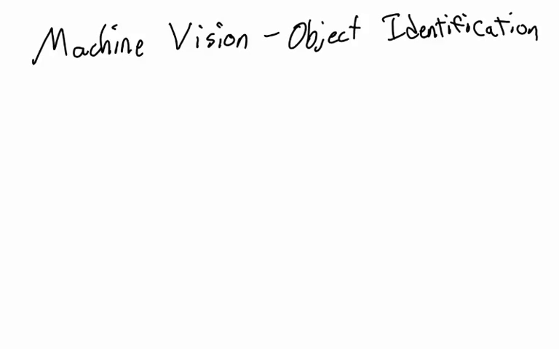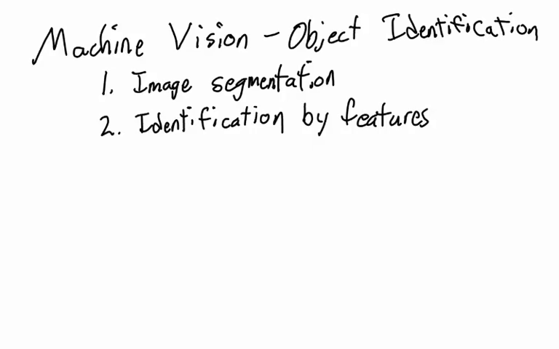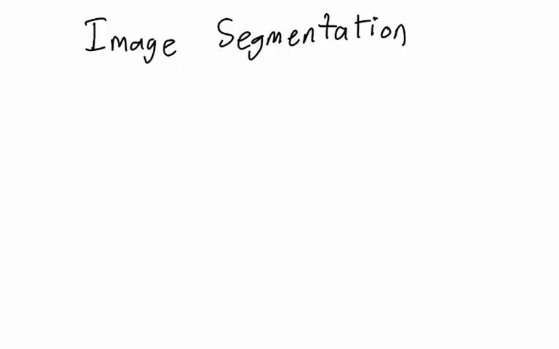The task of object identification consists of two distinct steps. The first step is called image segmentation, and that's the topic that we're going to be talking about in the videos today. In the second set of videos in this series, we'll be talking about identification by features, the second step in the process of object identification. Today's set of videos will be about image segmentation, the first of the two tasks within object identification.